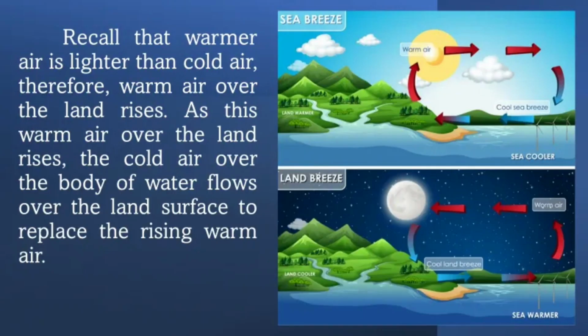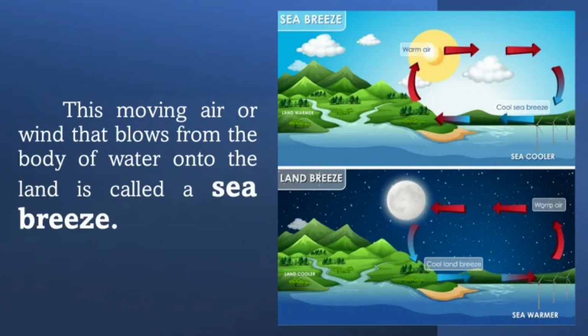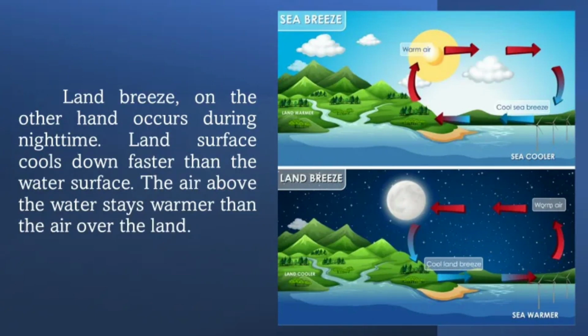Recall that warmer air is lighter than cold air. Therefore, warm air over the land rises. As this warm air over the land rises, the cold air over the body of water flows over the land surface to replace the rising warm air. This moving air or wind that blows from the body of water onto the land is called a sea breeze. However, the land breeze, on the other hand, occurs during the nighttime.